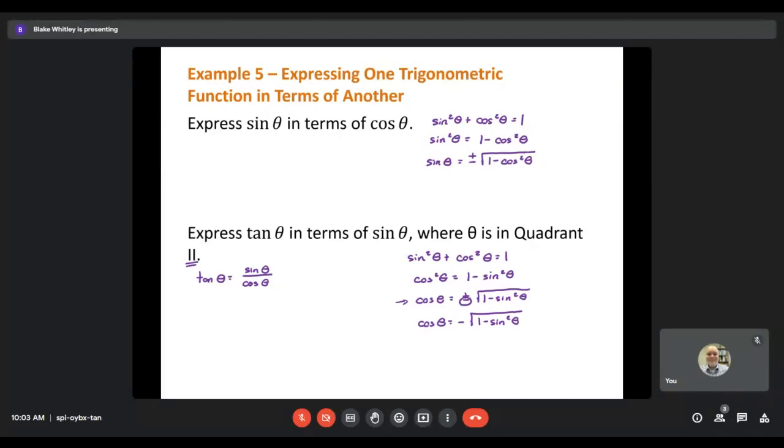So solving the equation, we still get a plus or minus, but because they tell us the quadrant, that tells us specifically whether we want to take the plus or the minus. Now that we know what cosine is equal to, we can substitute that back in over here. So we have tangent theta equal to sine theta over negative square root of 1 minus sine squared theta. At that point, we have tangent only in terms of sine, no other trig functions on the right-hand side, and we're done.